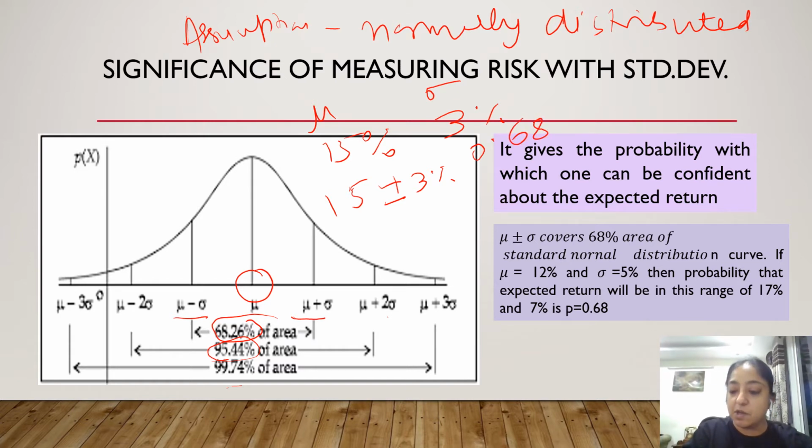Okay, this is the probability that my return lies from 18% to 12%. Okay, 15%, 2 into 3%, that is 2 standard deviations. So 6 plus 15, 21, 21 to 9%. What is the probability that my return will lie in the range of 21% to 9%? It is 0.95. Okay, that is the probability.